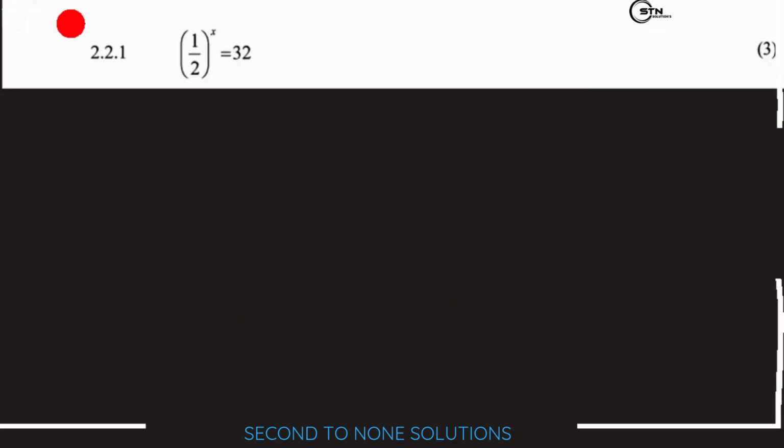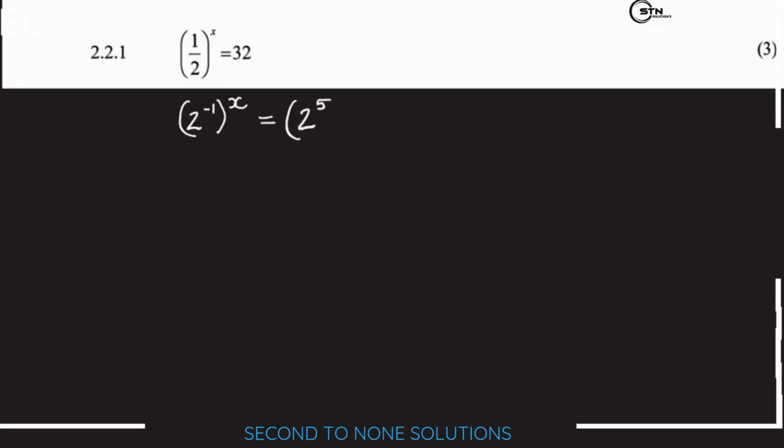When we're asked to solve for x and x is in the exponent, it means that we want to have our bases the same. And obviously half is not the same as 32. But because I've had lots of practice, I can see that I can change both of them to be 2 to the power of something. On the left side, it will be 2 to the power of negative 1. And on the right side, that is going to be 2 to the power of 5.